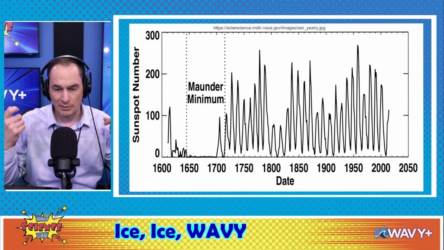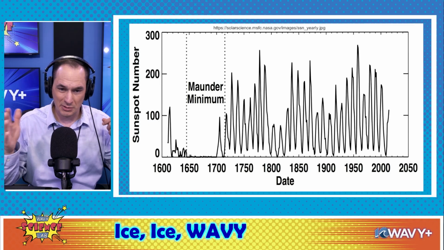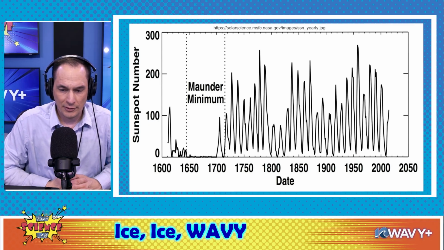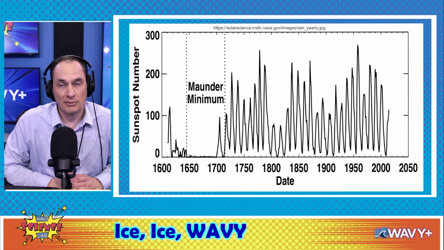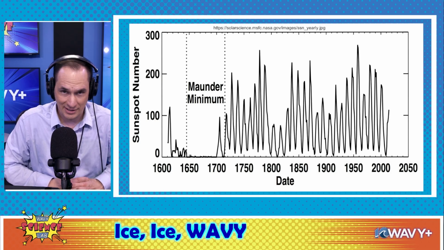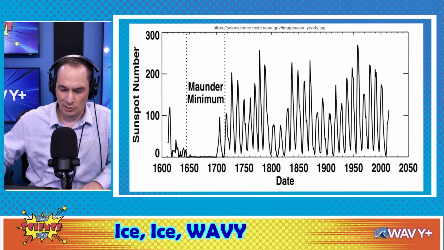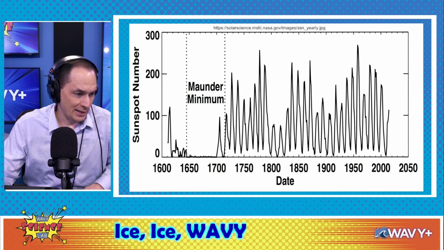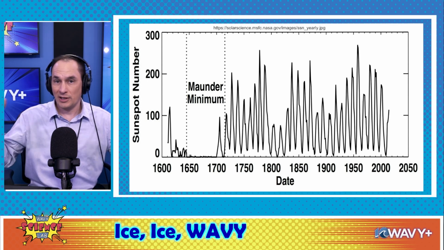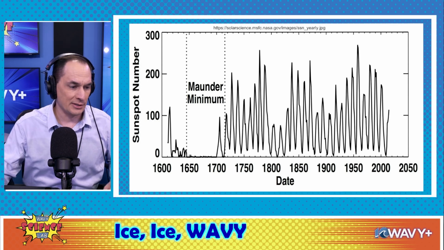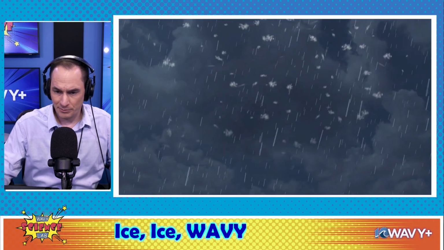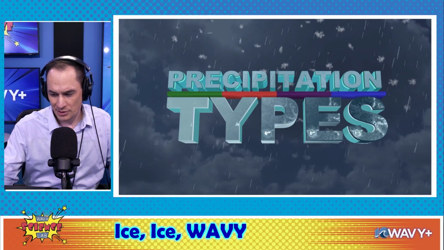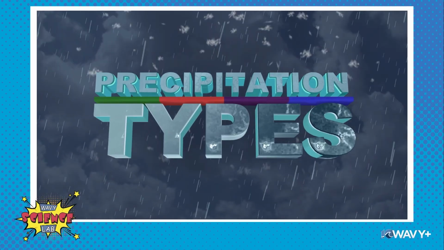There was the Maunder minimum, a very quiet period from 1650 to 1700. It was colder then. And then the mini ice age in the 1300s was another time with lower sunspot activity. The ice in the north grew, but it didn't grow to the levels of some of these epochs and the ice ages.